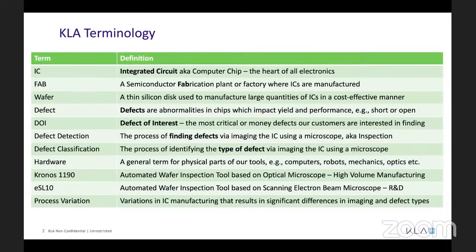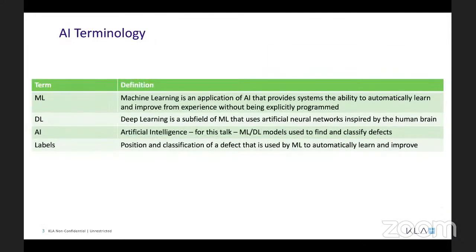Now let's talk a little bit about AI terminology, not specific to KLA, but things you need to be familiar with. Machine learning is really just an application of AI where, instead of the traditional algorithms that are developed via some mathematical formula, which you then code to create a program that can process images, maybe with some filters or things like that.